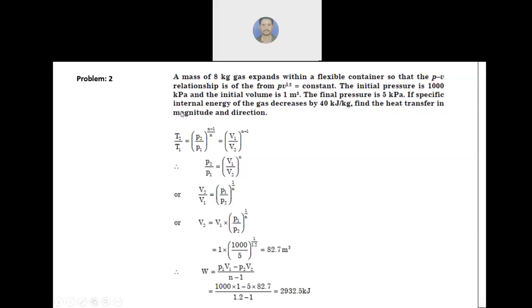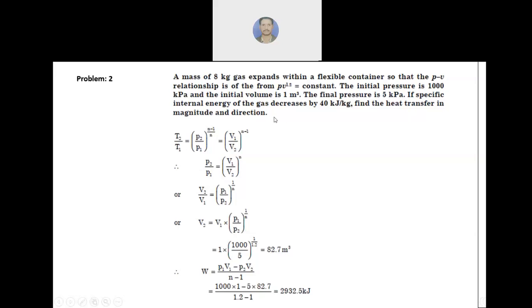Internal energy has the unit joule or kilojoule. Specific internal energy means per unit mass, which is why the unit is kilojoule per kg, where kg is the unit of mass. You have to find the heat transfer, both magnitude and direction.